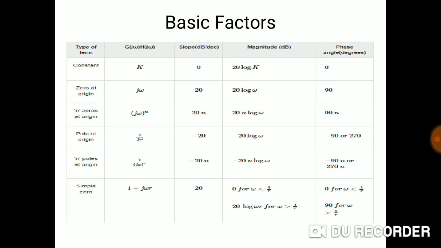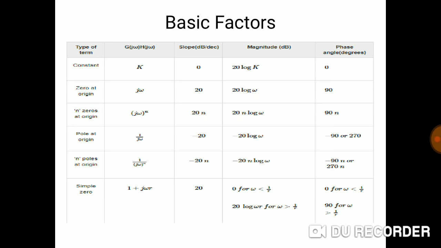If n zeros are present at the origin, it is 20 times n, so the magnitude is 20 n log of omega and the phase is 90 times n. In the same way, for a pole at the origin, the opposite of the zeros, 1 upon j omega, the slope is minus 20 dB, the magnitude is minus 20 log of omega, and the phase angle is always minus 90. Same for n poles at the origin.